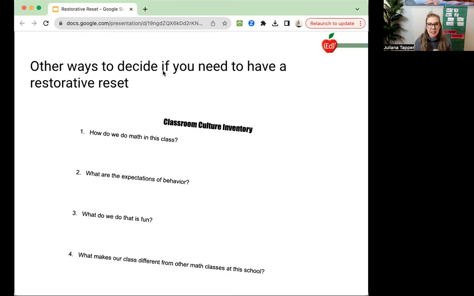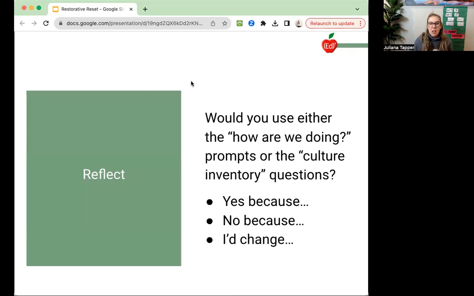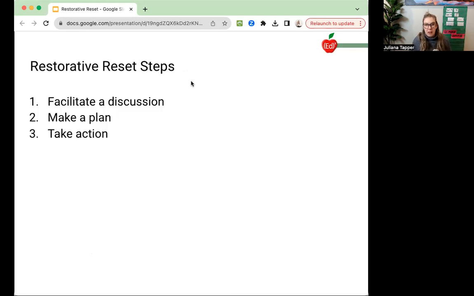These are just some ideas. Obviously, take what you want, leave what you don't, and that's totally fine. But just some ideas to really hear from your kids about how they are internalizing your classroom. And if that doesn't meet what your hopes are for your classroom, then we need to do a restorative classroom reset. So just reflect on, would you use the how are we doing prompts or the culture inventory questions? Would you use those? Yes, no, what would you change? Just take a minute to pause and reflect on that.